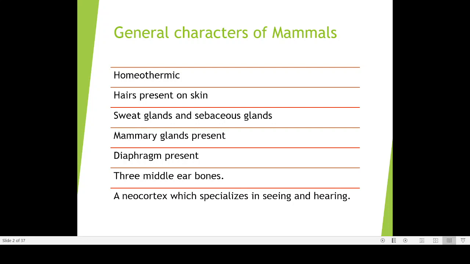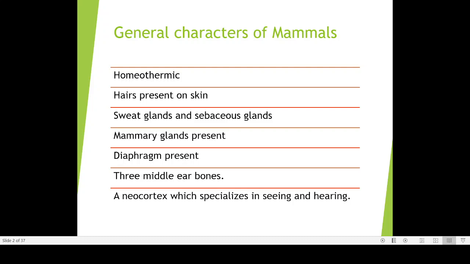So in all mammals we are finding these. The second gland is the sebaceous gland. In this sebaceous gland, their purpose is to keep your skin soft and smooth. That is the main function of the sebaceous gland.